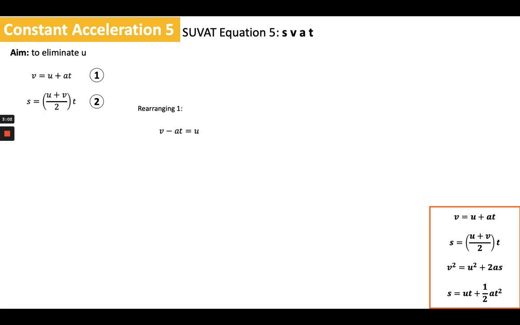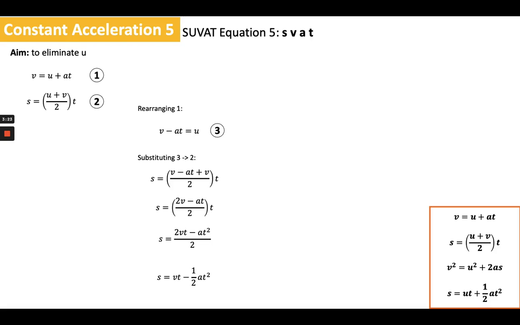I'm going to rearrange my first equation to get it in terms of u, so I subtract at from both sides. Again, I'm substituting in: s equals (v minus at plus v) over 2 times t. I can simplify my numerator and multiply it by t. Same thing again: the 2s will cancel, and then I've got a half at squared on the end, so vt minus a half at squared.